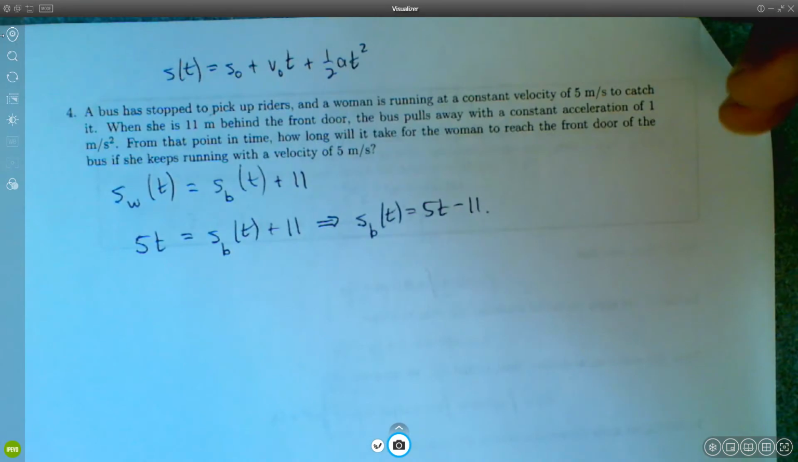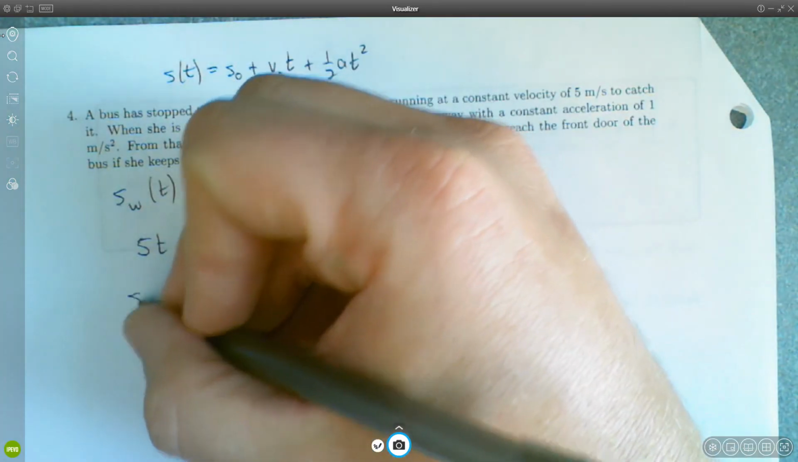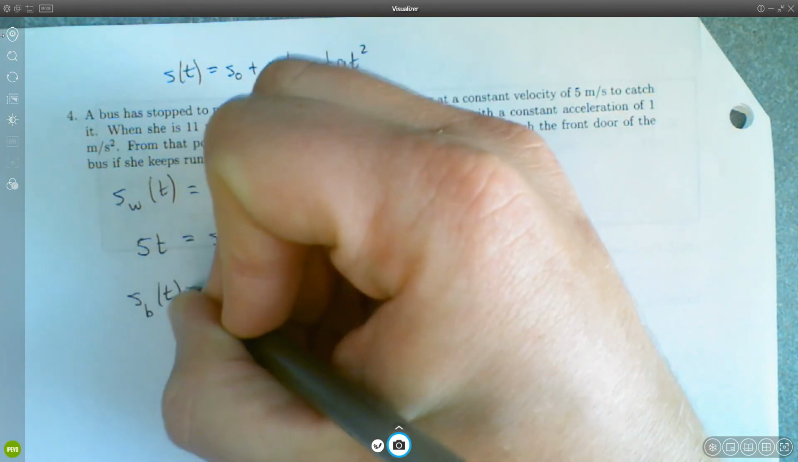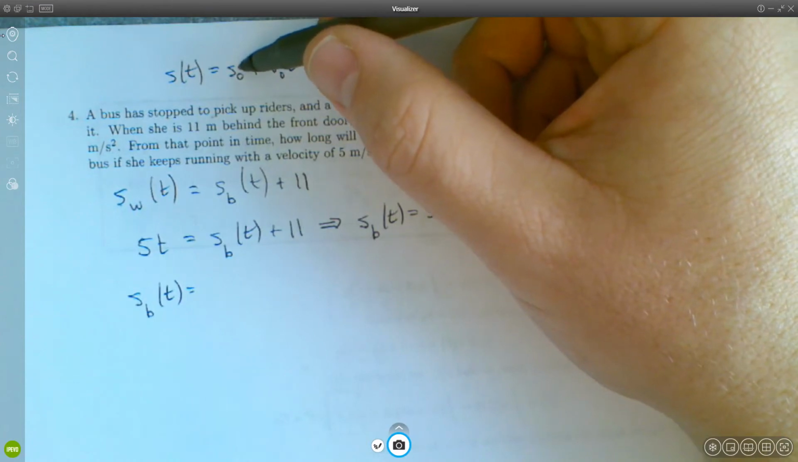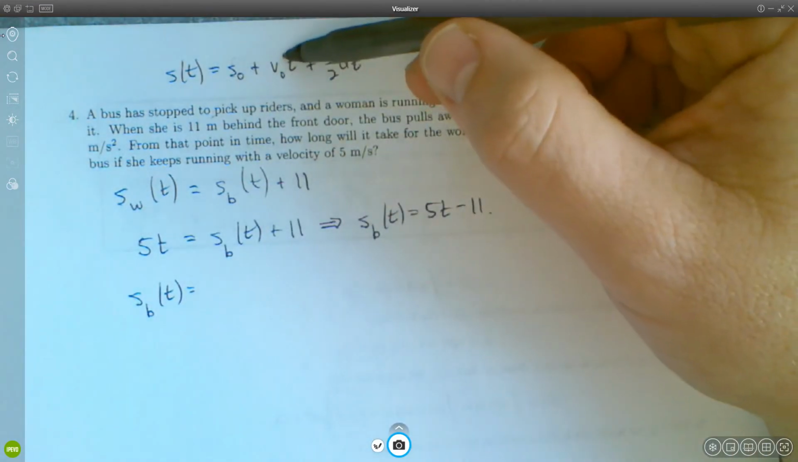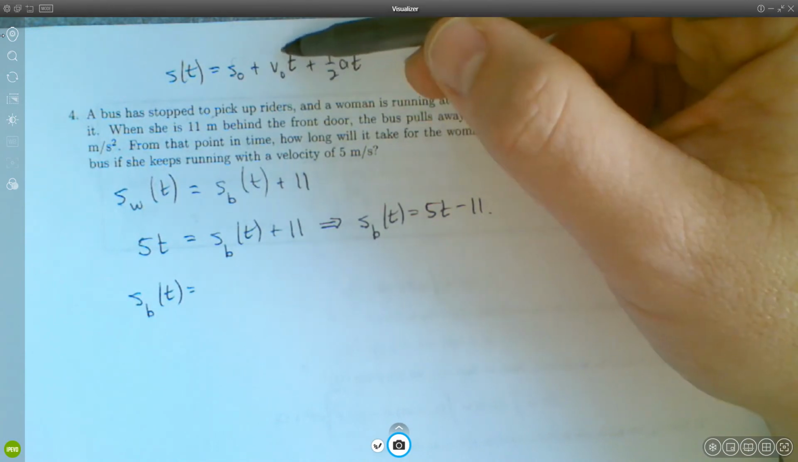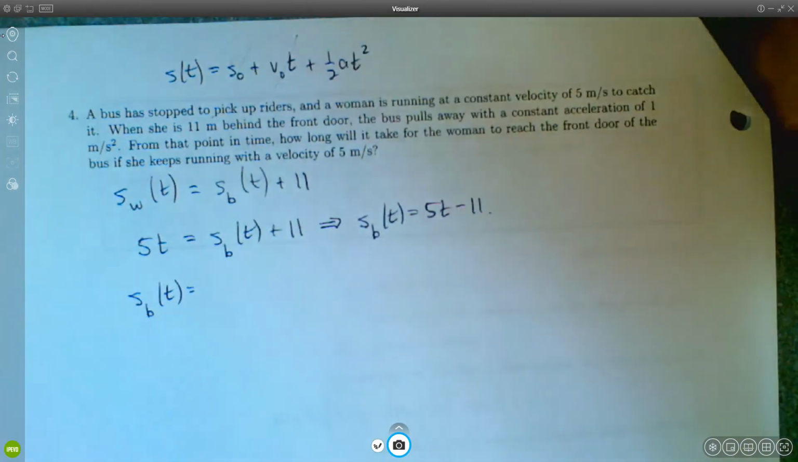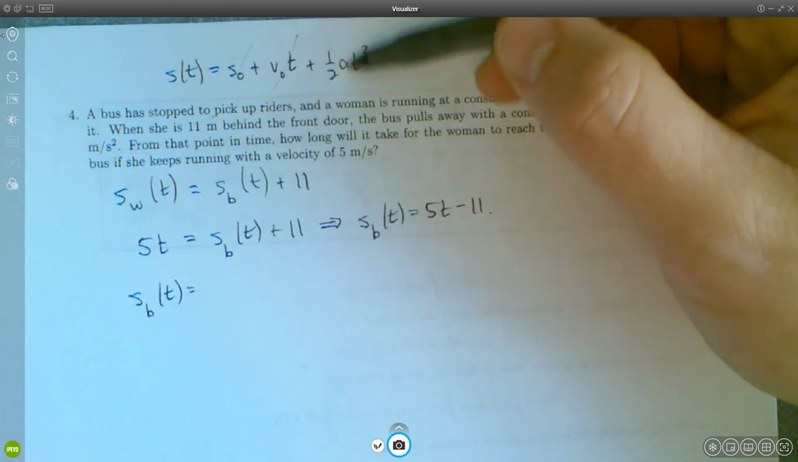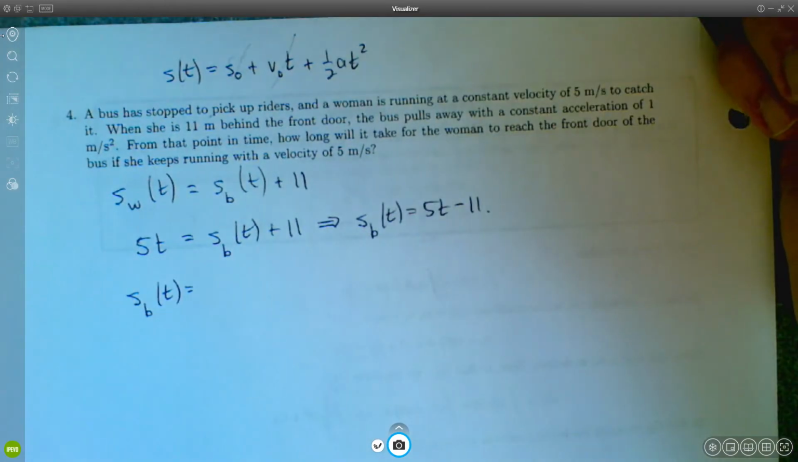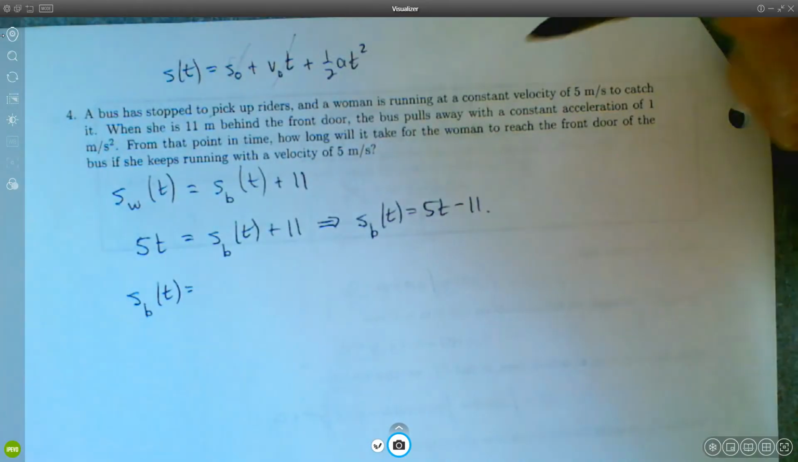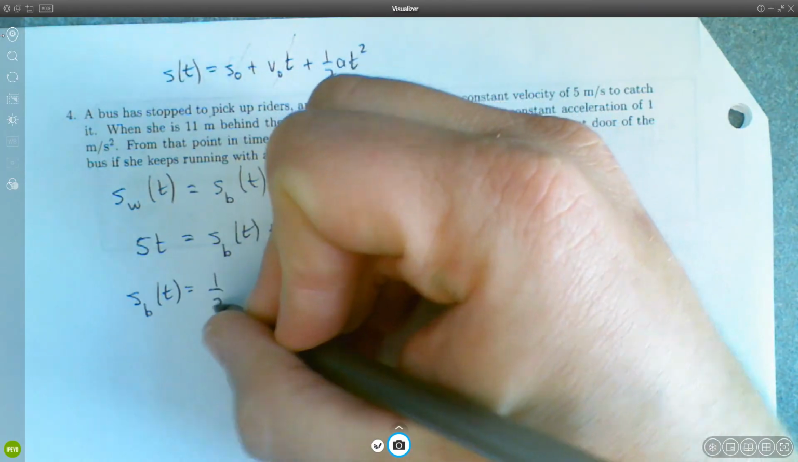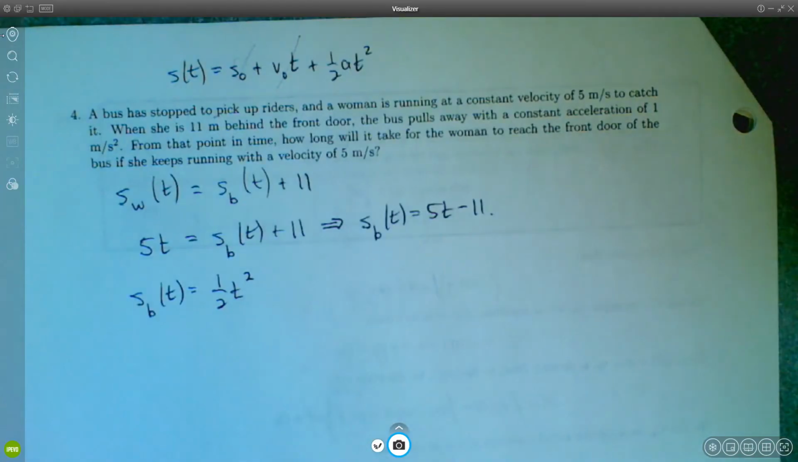Well, in this case, for the bus, the initial position we said at time 0, we're going to call that initial position 0, so this is 0. At time 0, its velocity is 0, so its initial velocity is also 0, so those things are gone. The acceleration is just 1 meter per second squared, so it's 1/2 t squared. That's the position of the bus.